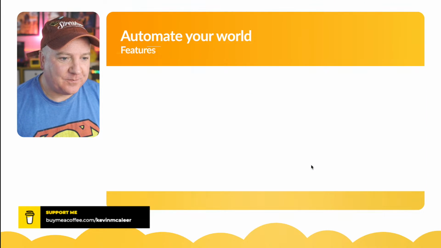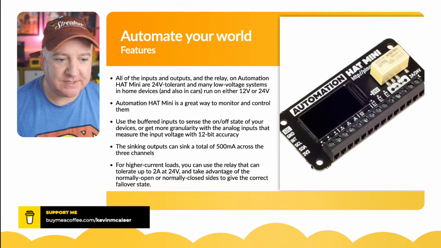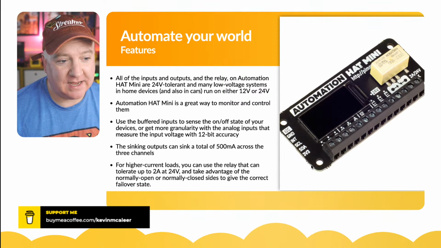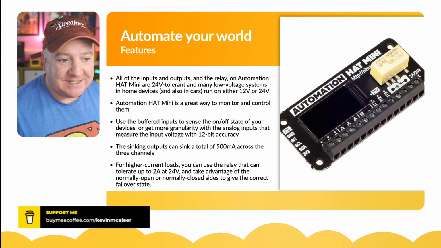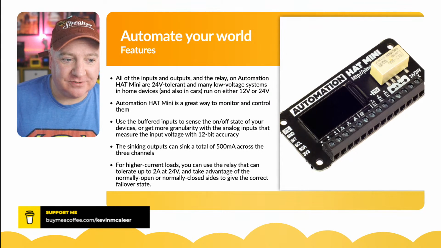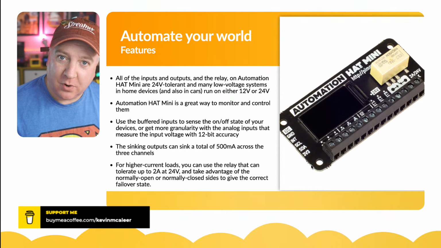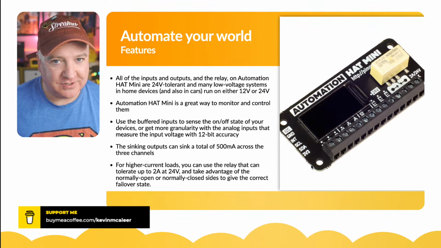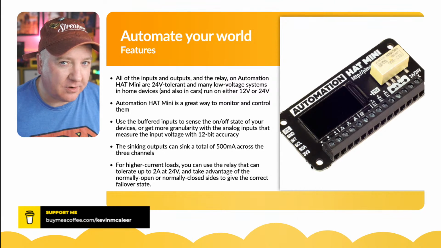So what can we do with this particular board? All of the inputs and outputs and the relay on the Automation Hat are 24 volt tolerant, which suits many low voltage systems in home automation. Also boats and cars run on either 12 or 24 volts. And we could run something like a water pump off this, for example.